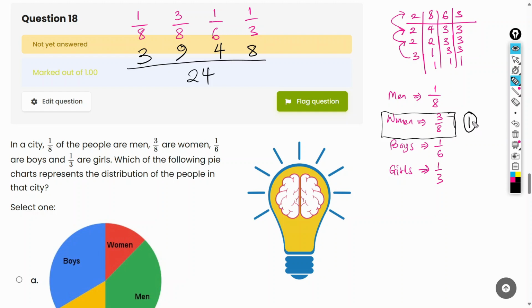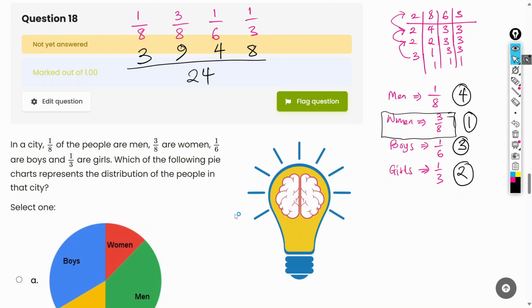So they'll take the largest share of the pie. After women, we have 8, that's 1 over 3, which is girls. So girls will take the second largest. And then after 8, we have 4, that's 1 over 6, boys will come third. And then men, 1 over 8, that's 4.